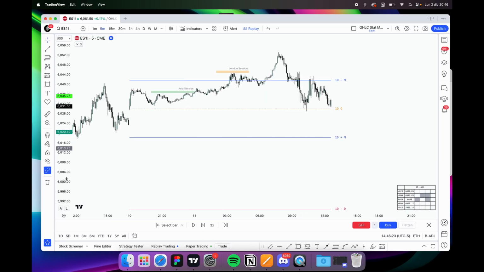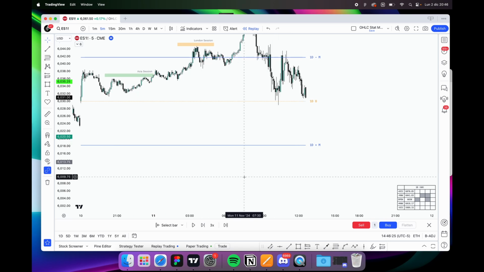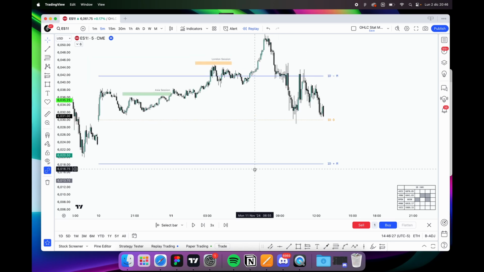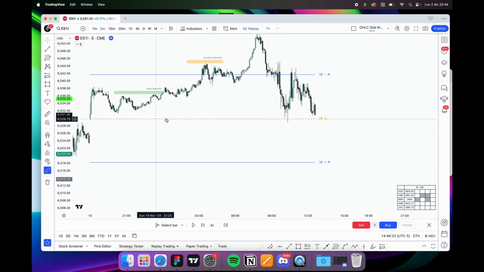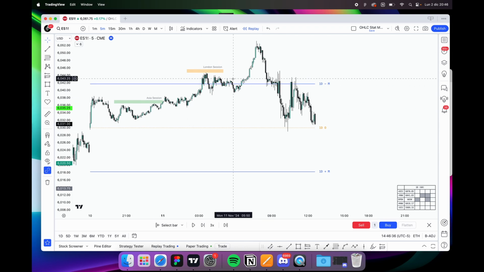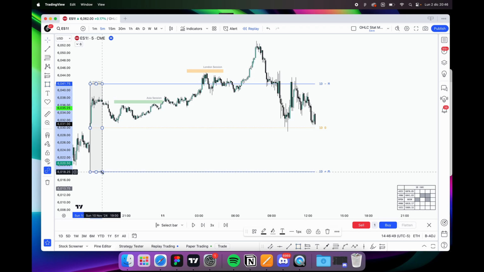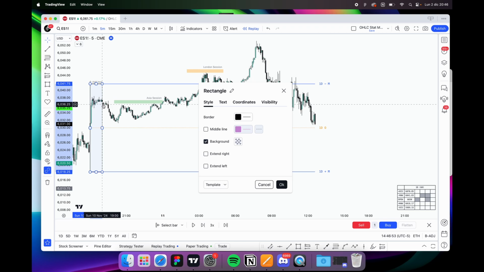Okay, for the second example, I want to show you another trade. This time, one for PM session. So we already had price developed into the day, so that would be our range. So that's our main range.